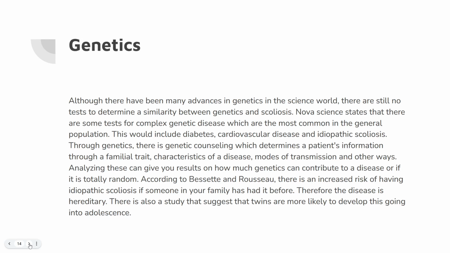Analyzing these can give you the results on how much genetics can contribute to a disease or if it is totally random. According to Bisset and Rousseau, there is an increased risk of having idiopathic scoliosis if someone in your family has had it before. Therefore, the disease is hereditary, somewhat. There is also a study that suggests that twins are more likely to develop scoliosis going into adolescence.